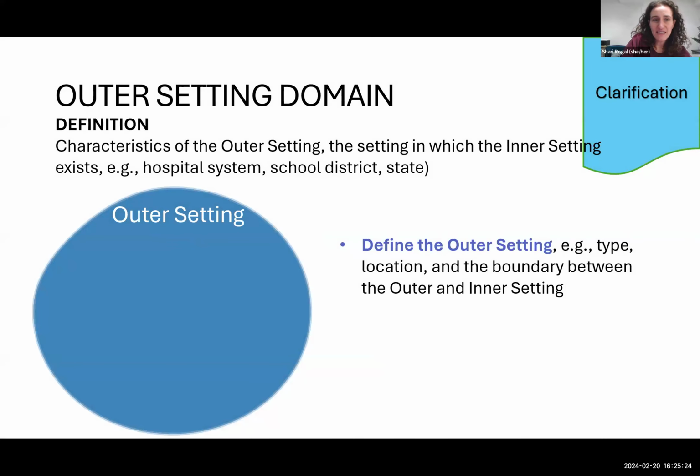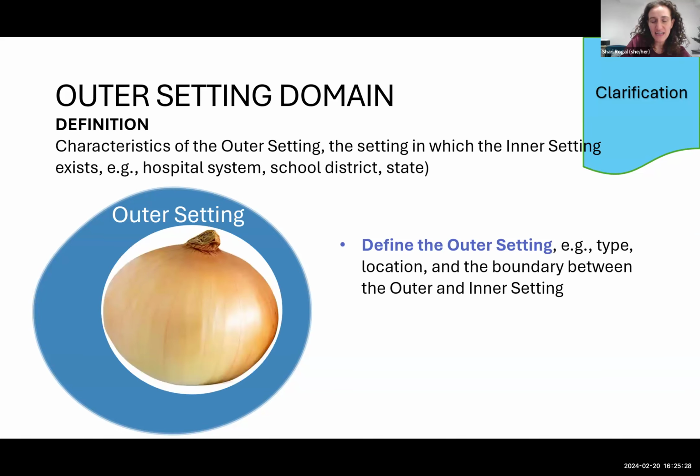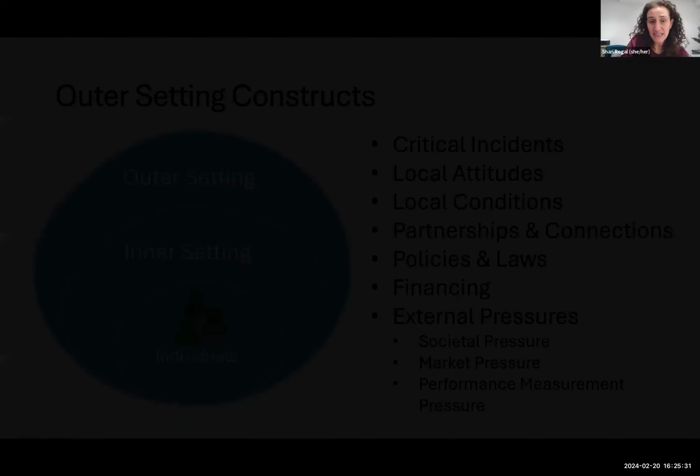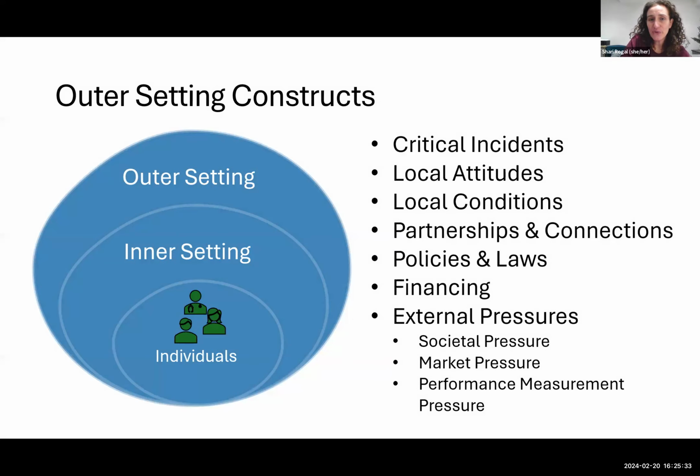The outer setting is, again, the characteristics of that space outside of your inner setting, and again, can be multi-layered like an onion. And my favorite new addition is critical incidents, which I think sort of came out of COVID, et cetera. But what are these critical society-wide things that are happening that influence implementation, even though they're outside of our control necessarily?